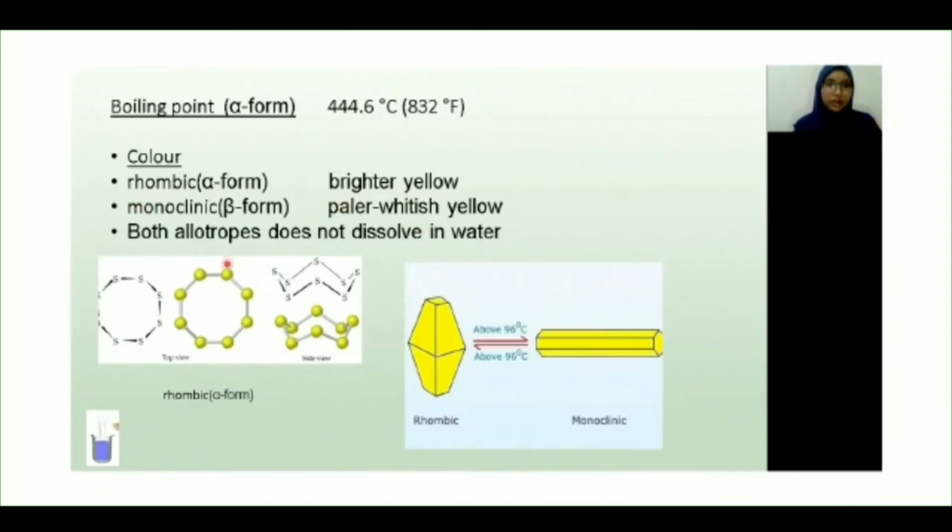Both allotropes do not dissolve in water. That's all from me, and you can see the colors here. Next, I will pass to Hilman for the further slides.